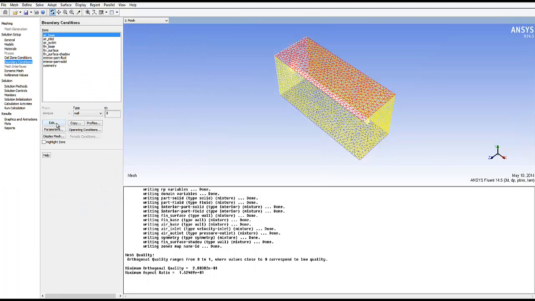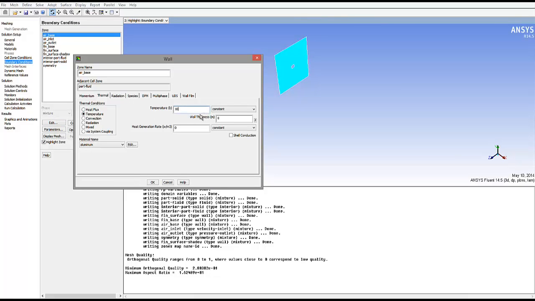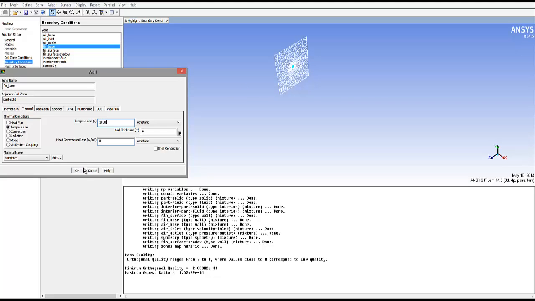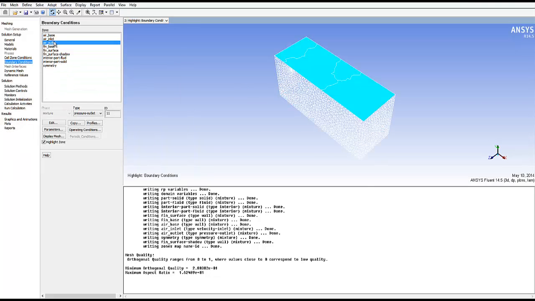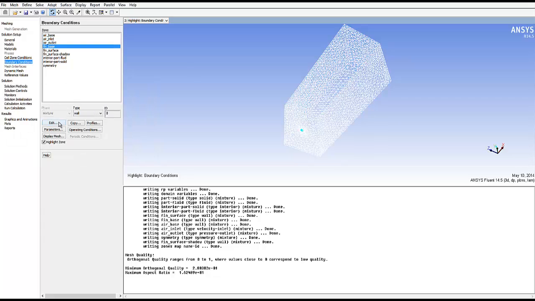Here we can see different surfaces labeled. The air base will have a temperature of 1000 Kelvin. So will the fin base. As for the inlet, we will specify the velocity of 2.5 and a temperature of 300 Kelvin.